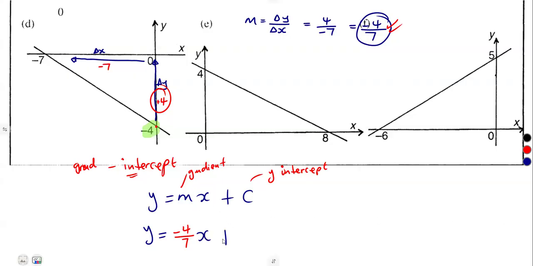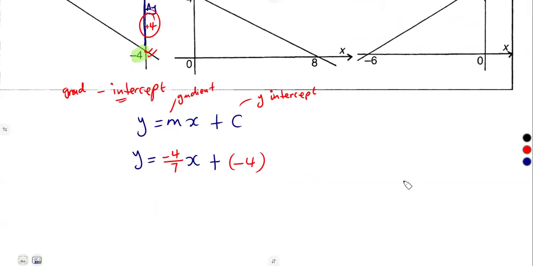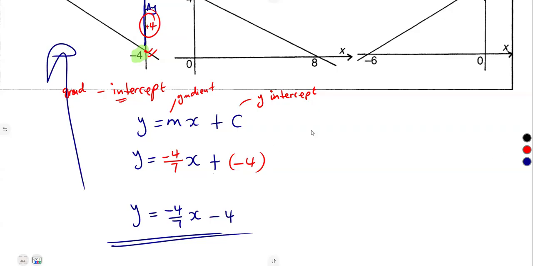Plus the y-intercept, our C. The graph crosses the y-axis here at -4. So that's our y-intercept. So we've got the equation just like that, using this gradient intercept form. So y is equal to -4 over 7x, plus and minus is going to give us a negative. So that's it. This is the equation of the line that we had here.